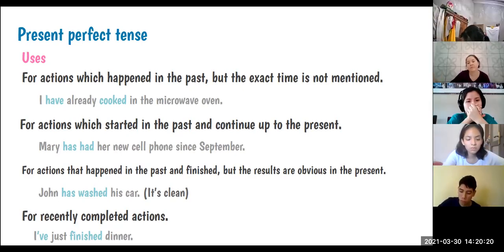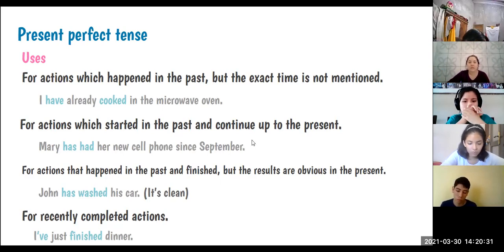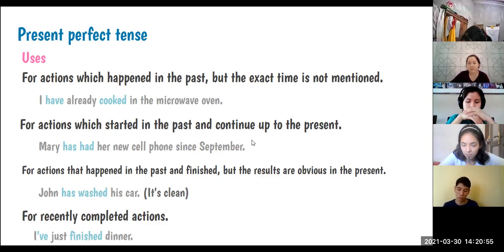Geldy? My dog has eaten its food. Eaten, yes. Its food. Yes, he's full now, right? Yes. Anybody else? Maybe my father and I have painted my house. Very good. Now the house is painted, right? Yes, Hugo? Well, I have done the dishes. Okay. Good. And then we have for recently completed actions.